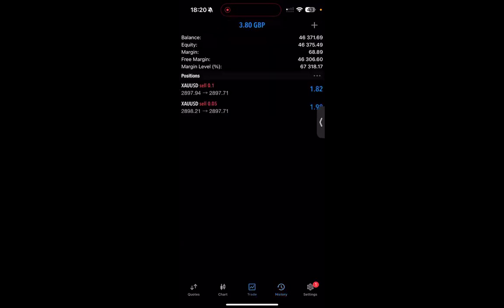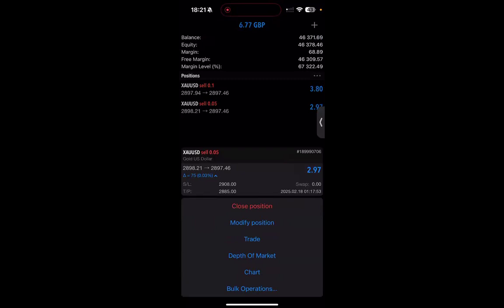Now I want to move my stop loss to break even. In order to do that, first of all, I want to look at the number directly under my trade. Where it says the second trade, XAU sell 0.05, my entry price is directly under it, 2,898.21. So I would tap again, only this time I'm going to click modify position. This allows me to change anything with my trade.